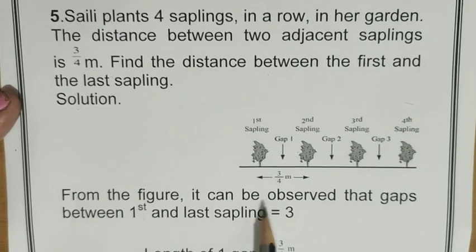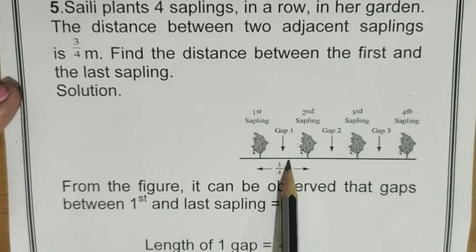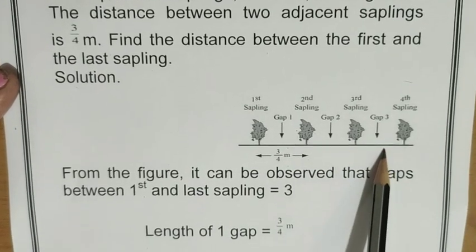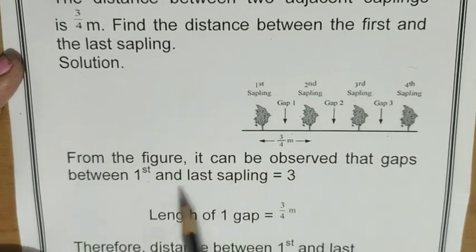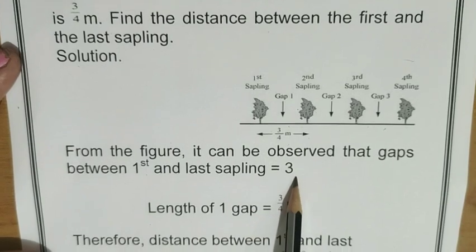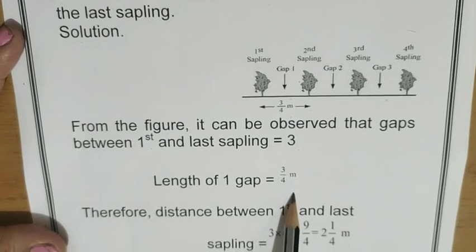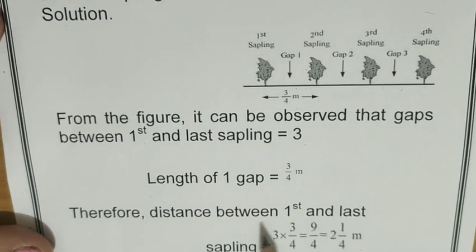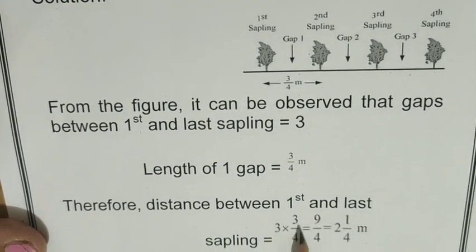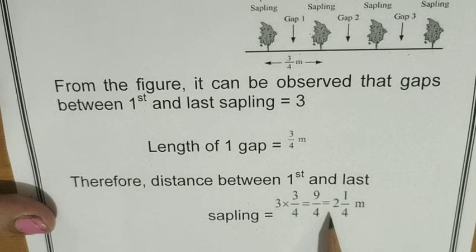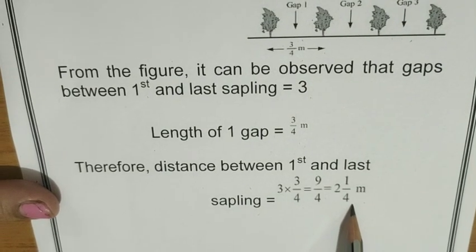So how many times are we getting 3 by 4? 1, 2, 3. Right? So it can be observed that the gaps between the first and the last sapling is 3. So the length of each gap is 3 by 4 meter. So the total distance between the first and the last sapling is 3 into 3 by 4. It is equal to 9 by 4. It is equal to 2 integer 1 by 4.